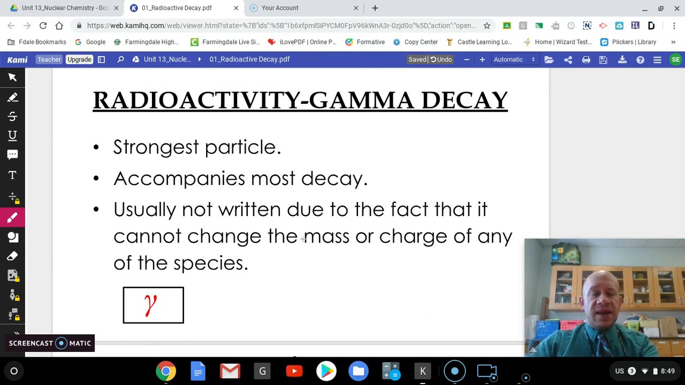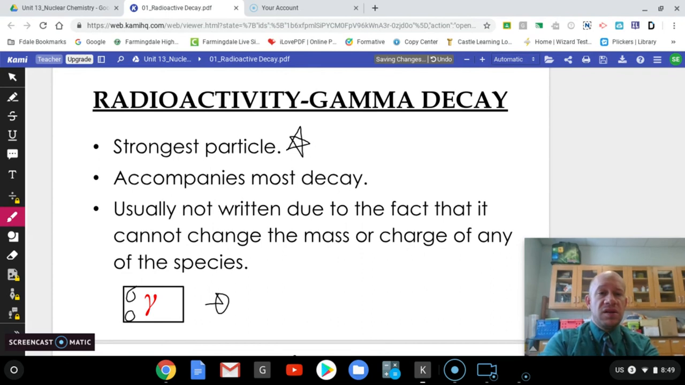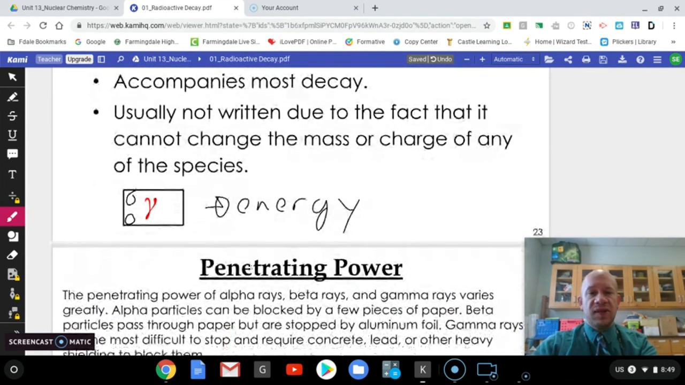Now, gamma decay is the strongest particle. It accompanies most decay, and it's usually not written due to the fact that it cannot change the mass or charge of any of the species. Our gamma particle has no mass and no charge. It's just energy. And this is the most damaging because it's just energy and we can't see it.